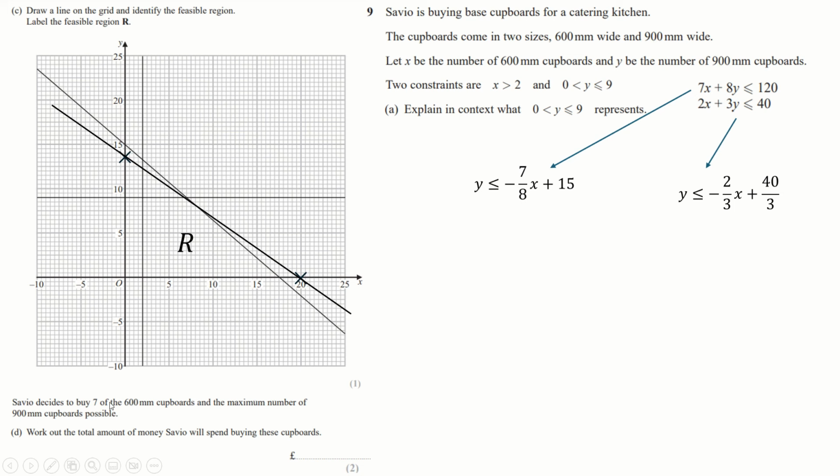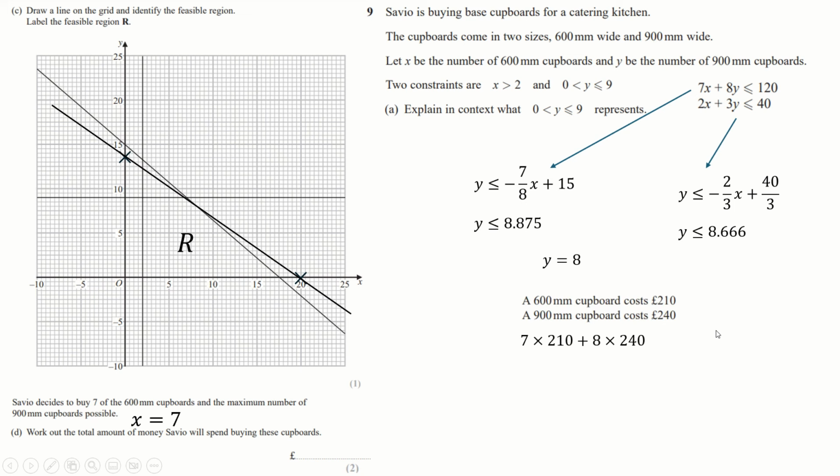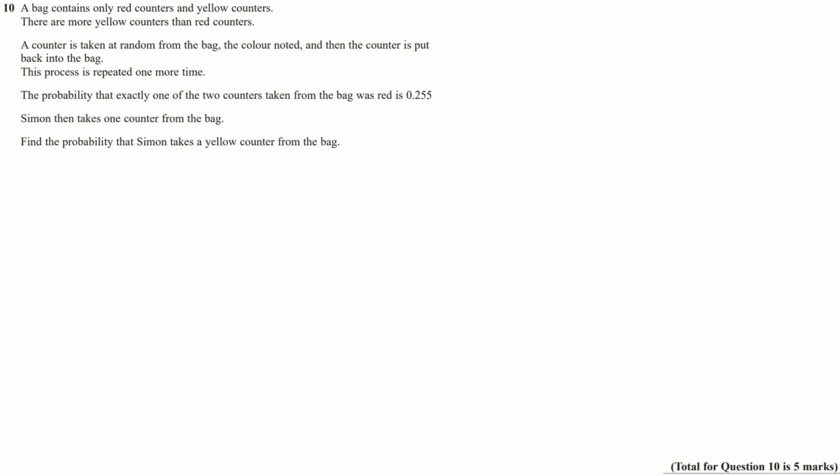So he decides to buy 7 of the x's. So just put in x is 7. You could use the picture, but I honestly couldn't be bothered. Just put x equals 7 into both of these and work out that y needs to be less than this or less than or equal to that. Of course, you've got to buy a whole number of these. So that just means the most you can buy, where both agree, is just 8. And then, of course, the amount of money you spend is just going to be however much the x's cost times 7 plus however much the y's cost times 8. And you'll get your total cost just there.